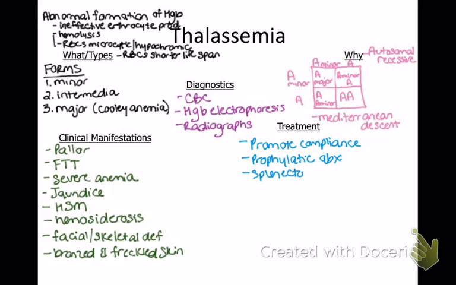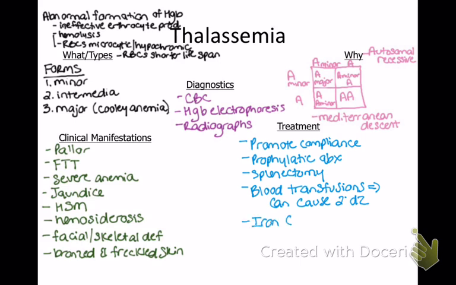Oftentimes they have to get their spleen out. And those blood transfusions can cause that secondary disease. So we need to remove all that extra iron from the blood. And it's typically done with a sub-Q drug, Desferal. And it basically binds to the iron and the body can excrete it.